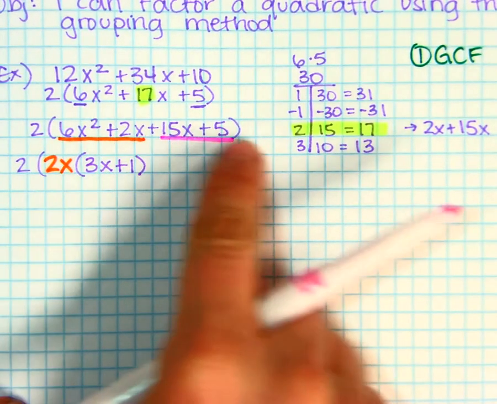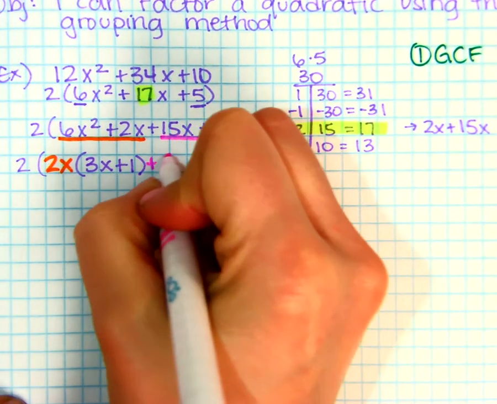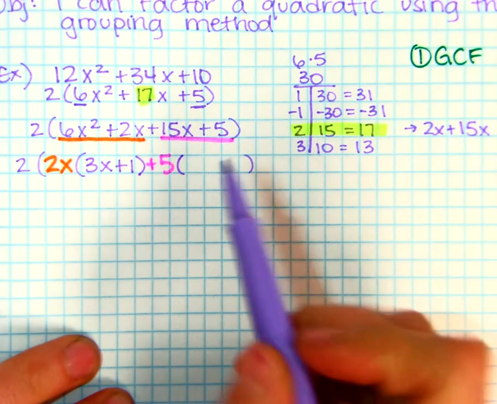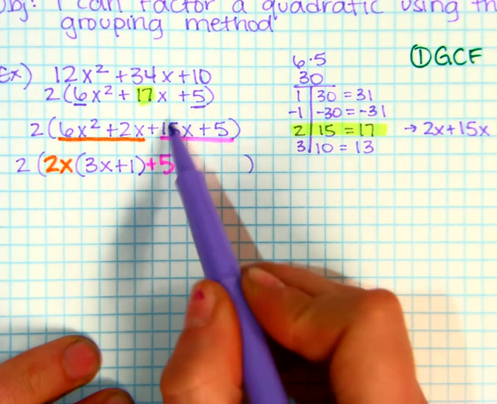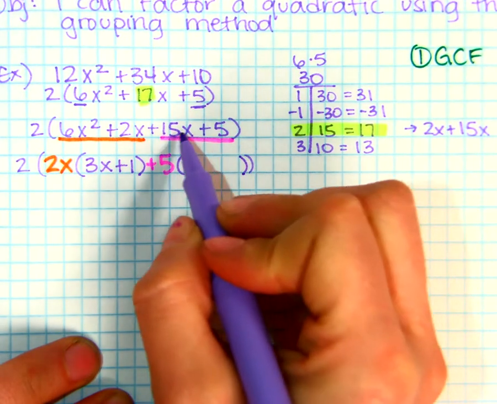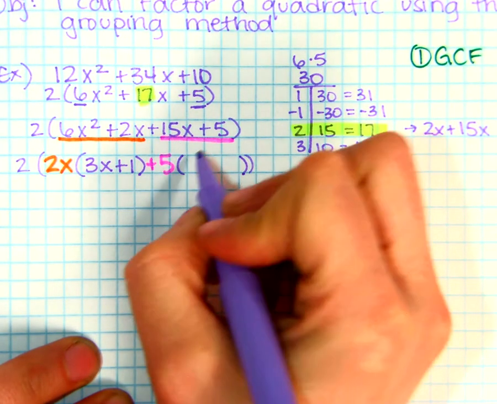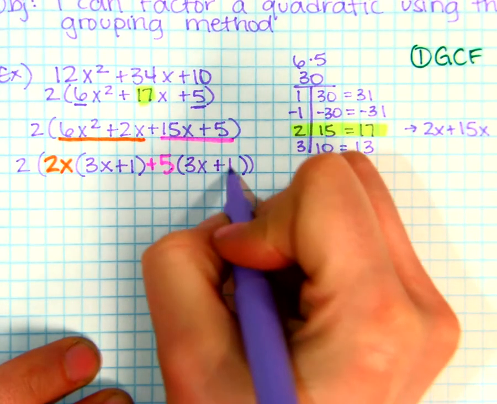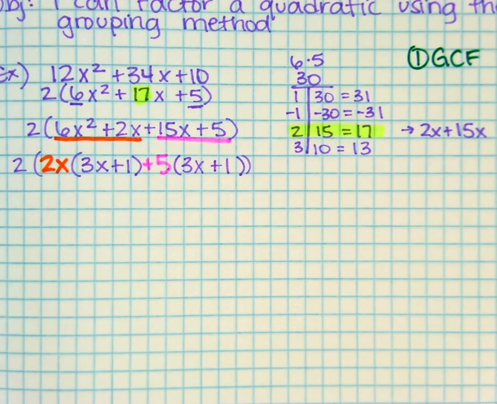Now, what's the GCF of these? It's a positive 5, so I'm going to write plus 5. And I'm going to write, when I factor out my GCF, what would remain inside the parentheses? 5 times 3x would give me 15x, and 5 times 1 gives me 5.